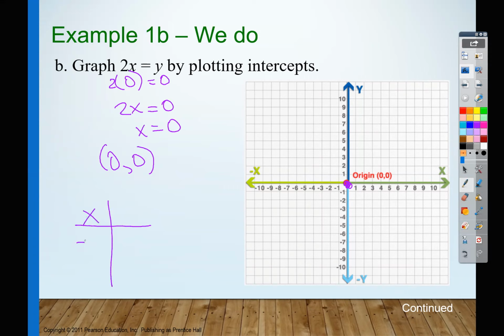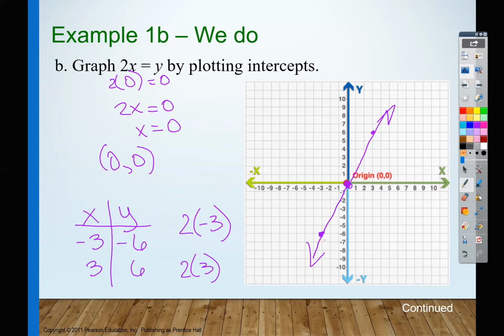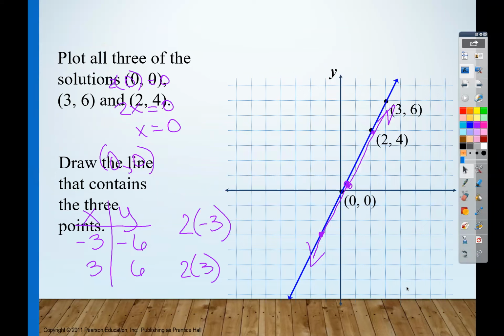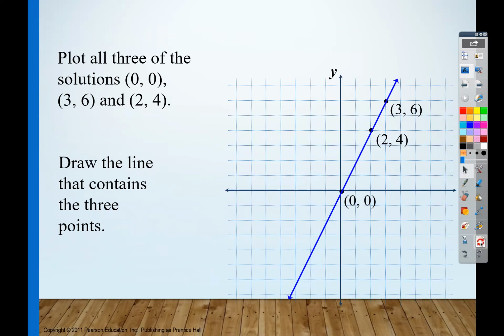Okay, so I'm going to just say let x equal -3 and +3. So if x equals -3, y would equal -6. And if x equals +3, y would equal +6. So let's plot those points. So -3, -6, and +3, +6. And then you just connect the dots with a line as straight as possible. And see, the graphs matched up pretty well. So there you go.